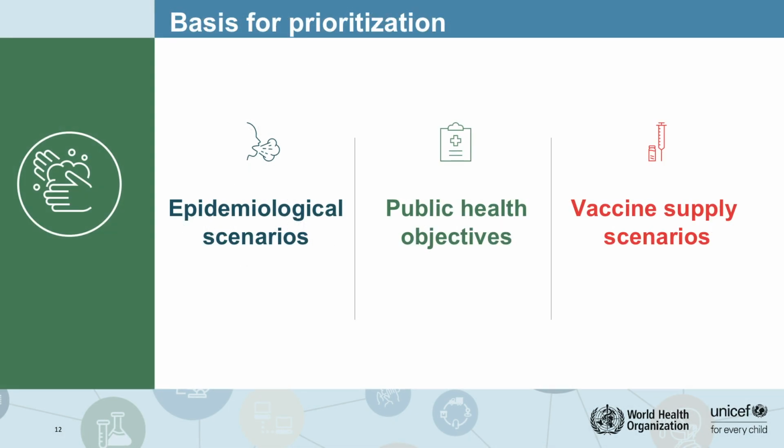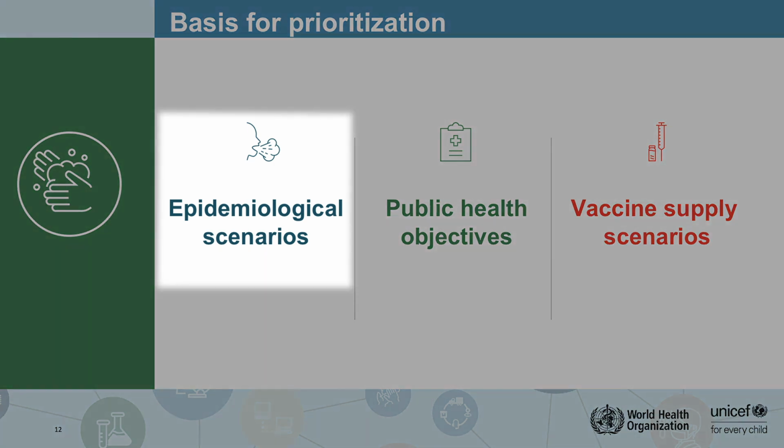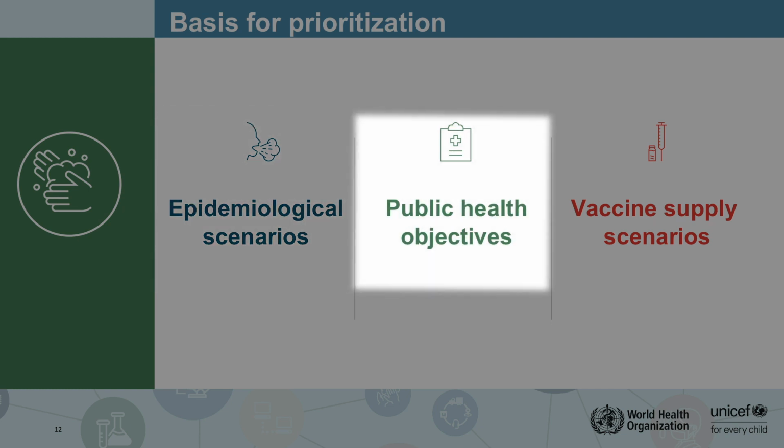The following three areas are the basis for prioritization: epidemiological scenarios, which could be defined as community transmission, sporadic cases or clusters, or no cases but importation risk. Public health objectives of the vaccine program include examples such as reduction in morbidity and mortality, maintaining essential services, a reduction in disease transmission, and/or reciprocity.